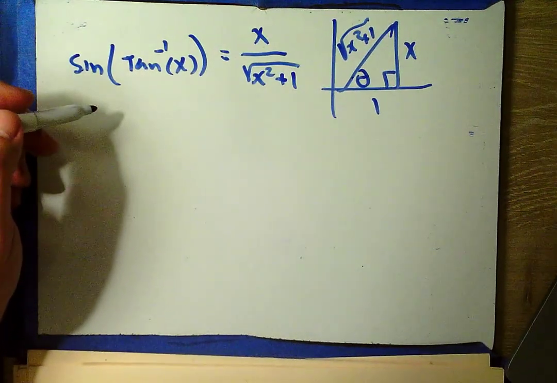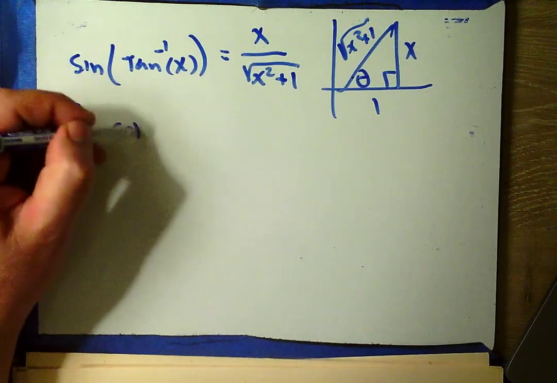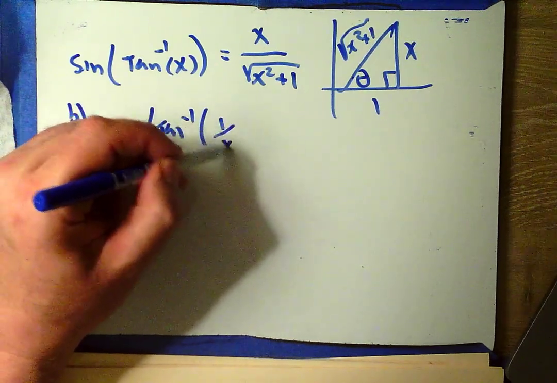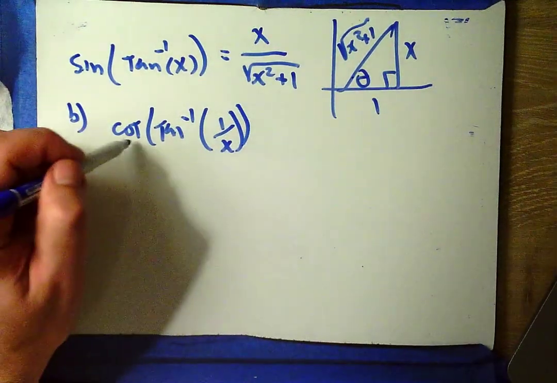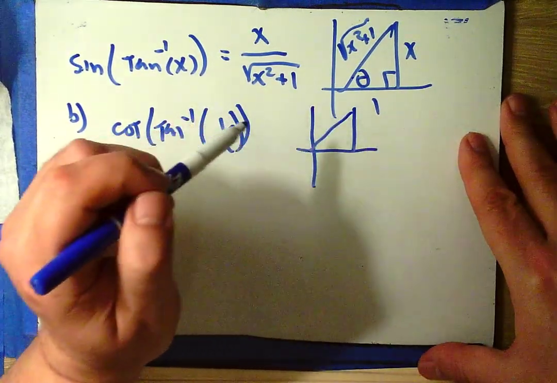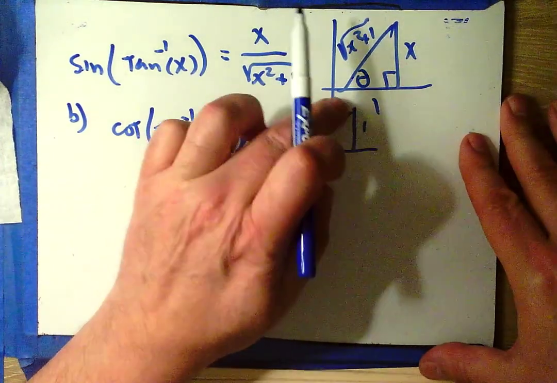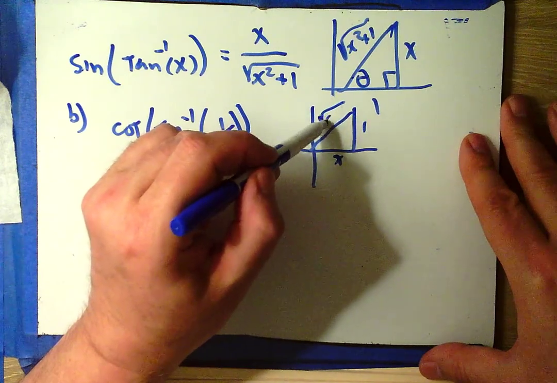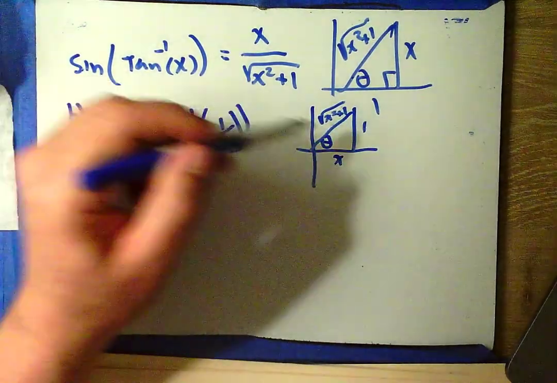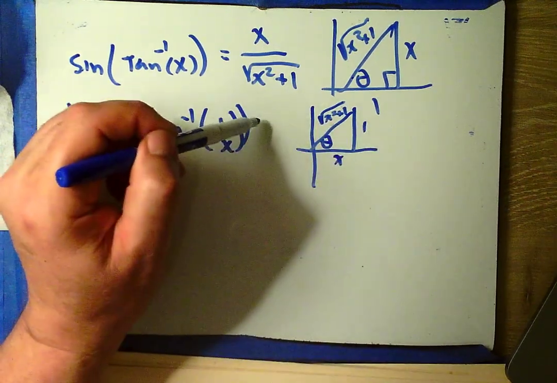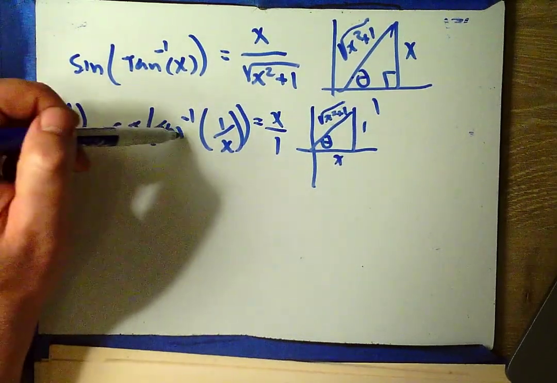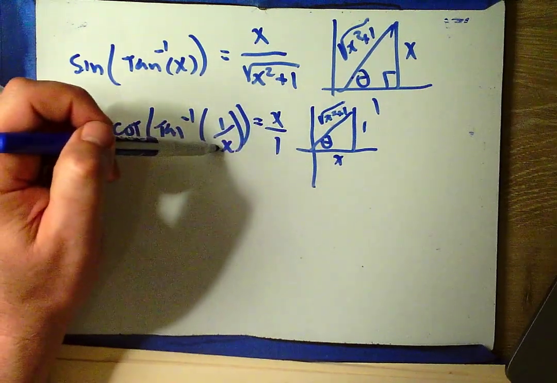All right, what about this next one? B says cotangent of tangent inverse of 1 over x. Well, I remember something about these, but in case you don't remember, let's draw that triangle. Tangent is 1 over x. And if I use the Pythagorean theorem here, I get square root of x squared plus 1. Okay, that's great. So there's my angle, there's my picture, and what's the cotangent in this picture? Well, cotangent is adjacent over opposite, and so we get x over 1. And so just like we saw in that earlier station, because these are reciprocal functions, all I need to do is give the reciprocal of my original argument.